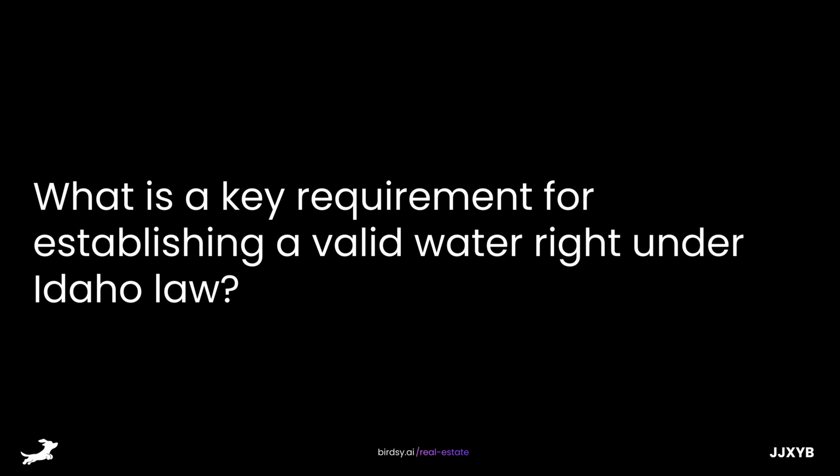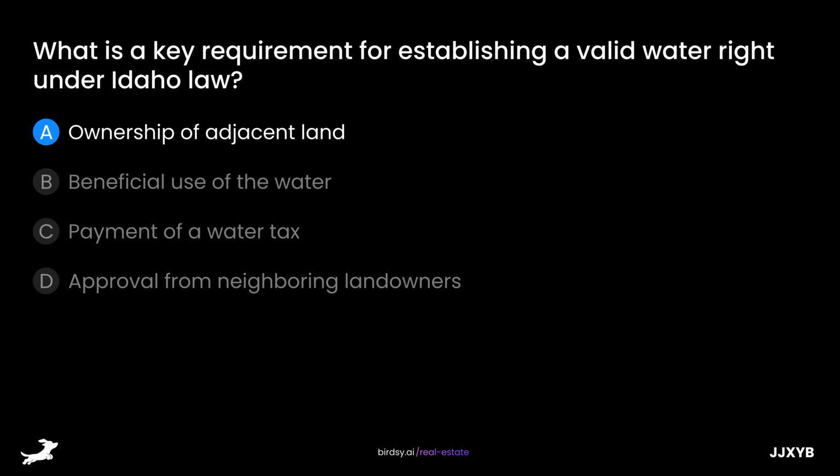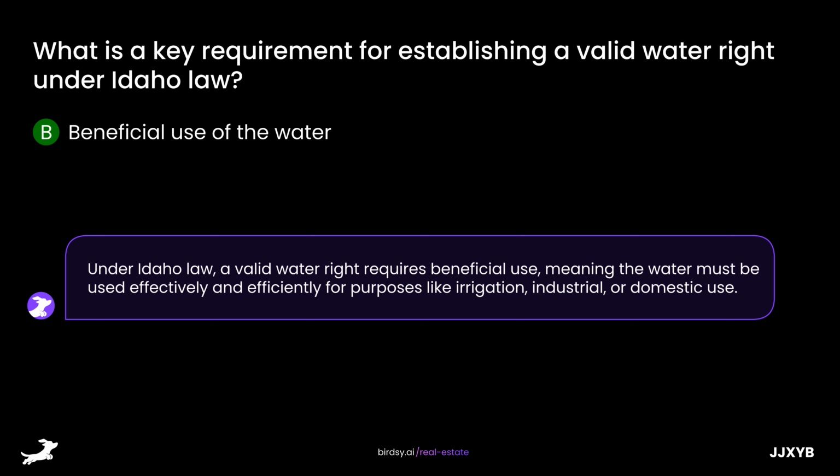What is a key requirement for establishing a valid water right under Idaho law? Is it A, ownership of adjacent land, B, beneficial use of the water, C, payment of a water tax, or D, approval from neighboring landowners? The answer is B, beneficial use of the water. Under Idaho law, a valid water right requires beneficial use, meaning the water must be used effectively and efficiently for purposes like irrigation, industrial, or domestic use.